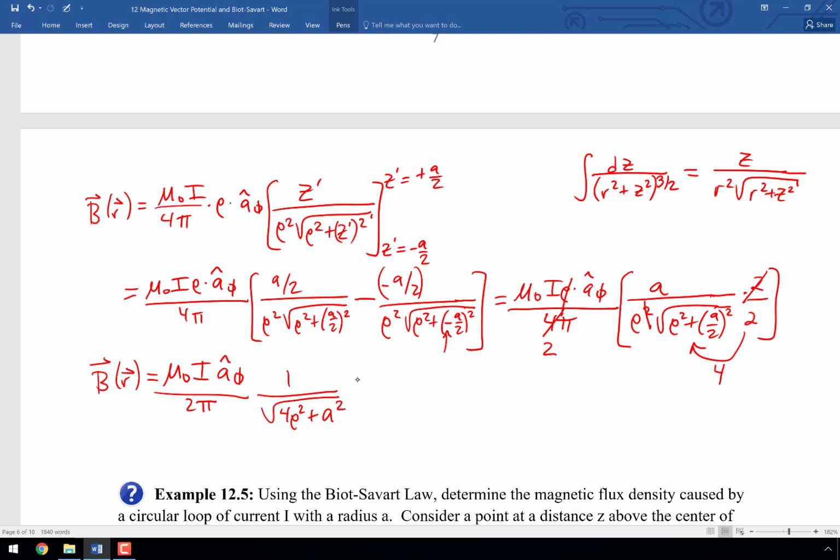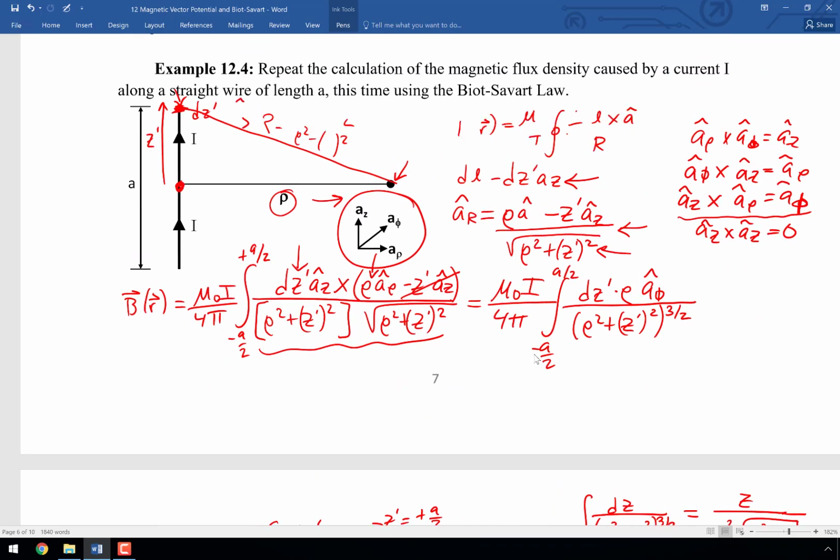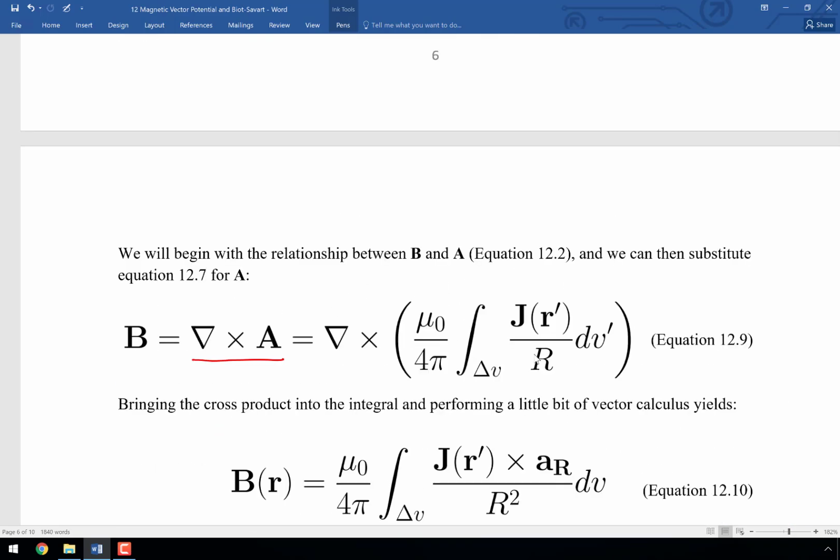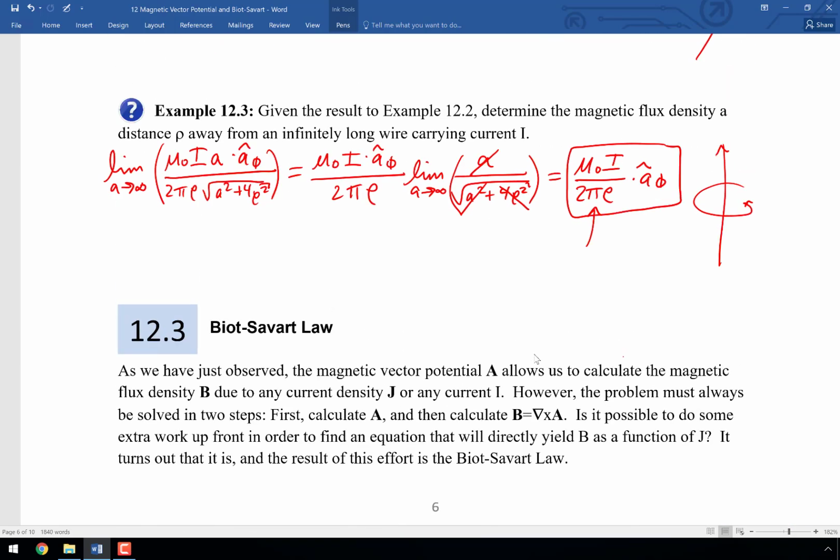And so if I can write that out a little bit nicer, this is going to be mu sub 0 I times a divided by the square root of a squared plus 4 rho squared times a sub phi, and that is my final answer. And if you just remember, mu sub 0 I times a over the square root of a squared plus 4 rho squared, that's exactly what we got when we did the two-step method.